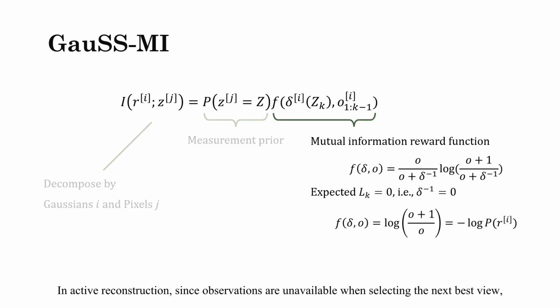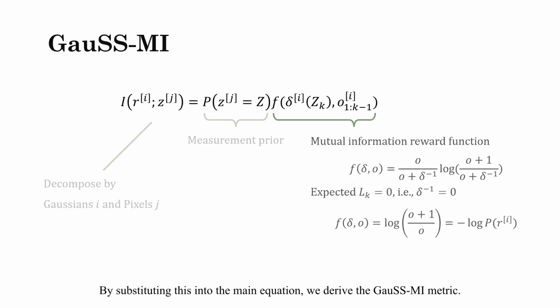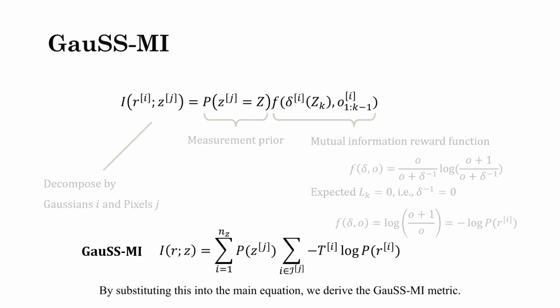In active reconstruction, since observations are unavailable when selecting the next best view, we define an expected delta by assuming zero image loss for new views. This simplifies the reward function. By substituting this into the main equation, we derive the GauSS-MI metric.